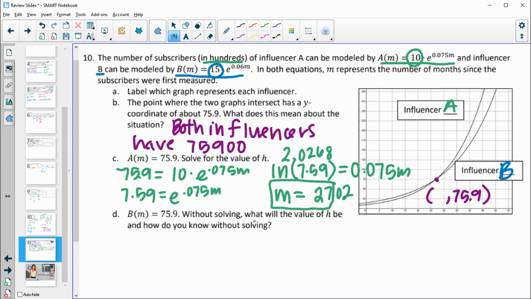So now without solving, what will the value of m be for influencer B? Well, m will equal 27 because they're the same point on the graph. So they're the exact same ordered pair. So if we know for influencer A it's 27, then we know for influencer B it's going to be 27 as well.